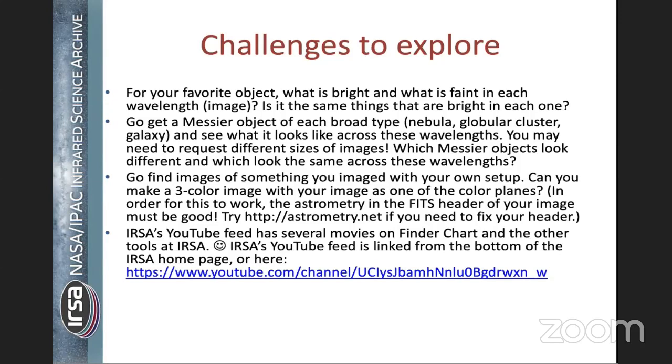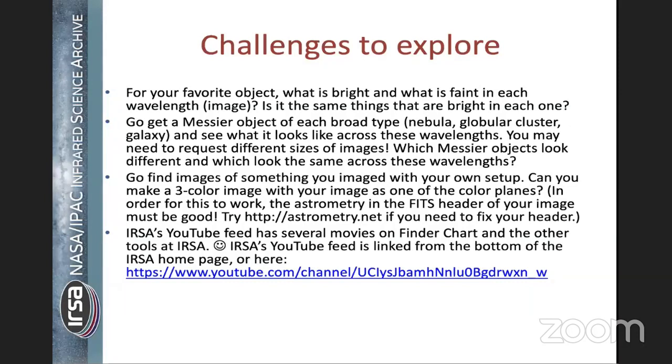So some examples of projects that you could do with IRSA tools. You probably have a favorite object. So what is bright and what is faint in images of your favorite object in each one of the wavelengths that is available at IRSA? Is it going to be the same things that are bright in each one? We have some optical data and then a lot of infrared data spanning a wide range of wavelengths. So go get an optical image of your object, a near-infrared image, a mid-infrared image, and a far-infrared image. And is it the same things that are bright in each one? There's a lot of astrophysics buried in that.